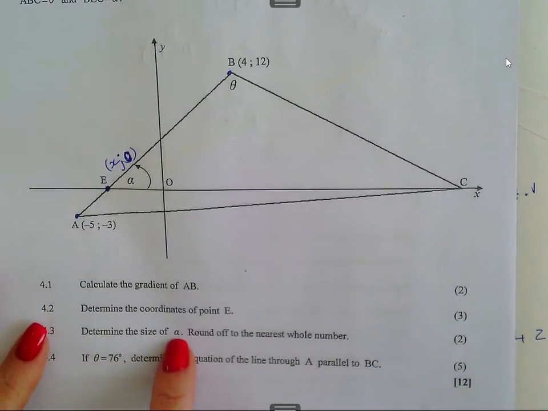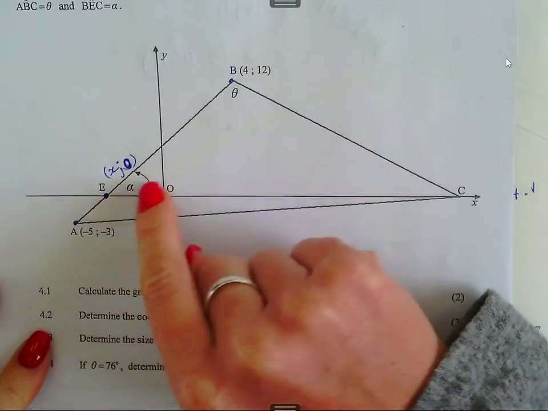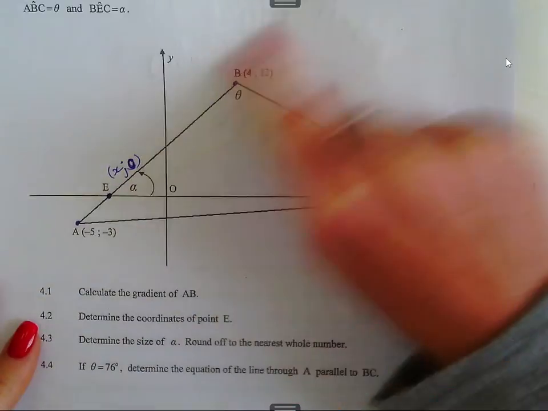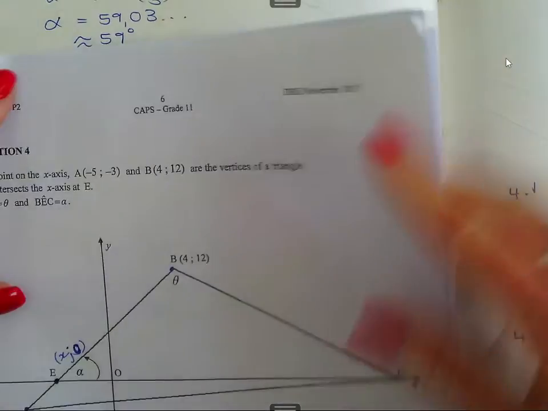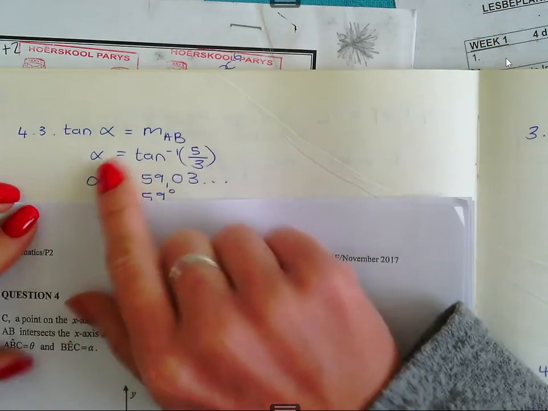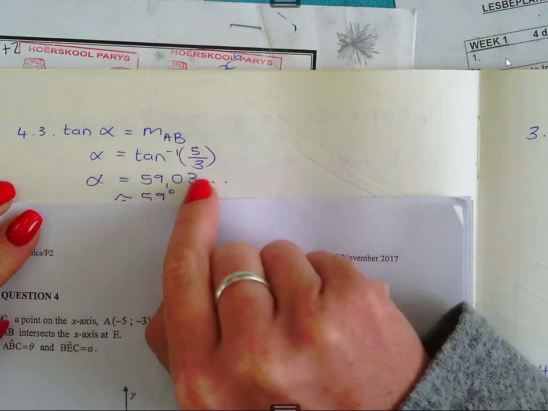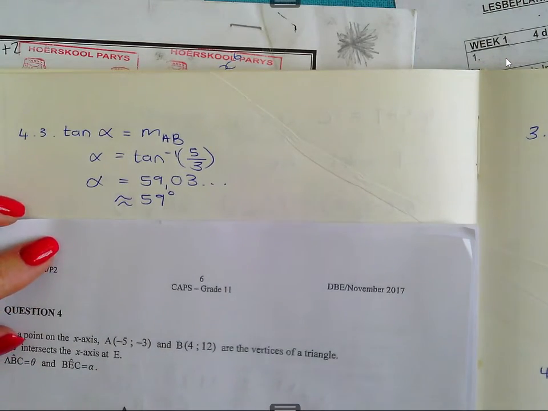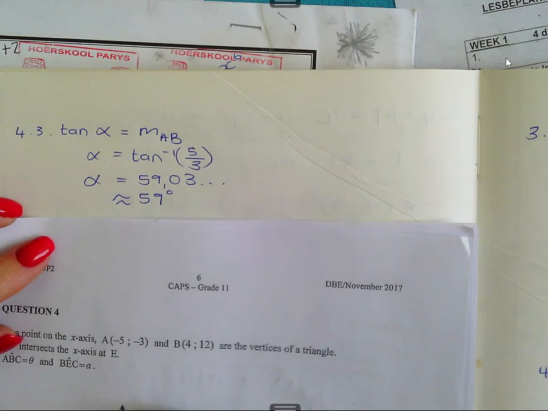The next one was pretty easy. Determine the size of alpha. So I said that the tan of alpha will be equal to the gradient of AEB. So the tan of alpha is equal to the gradient of AB. Therefore, alpha will be shift tan of 5/3, and then I get 59 degrees. They said to round off to the nearest whole number.